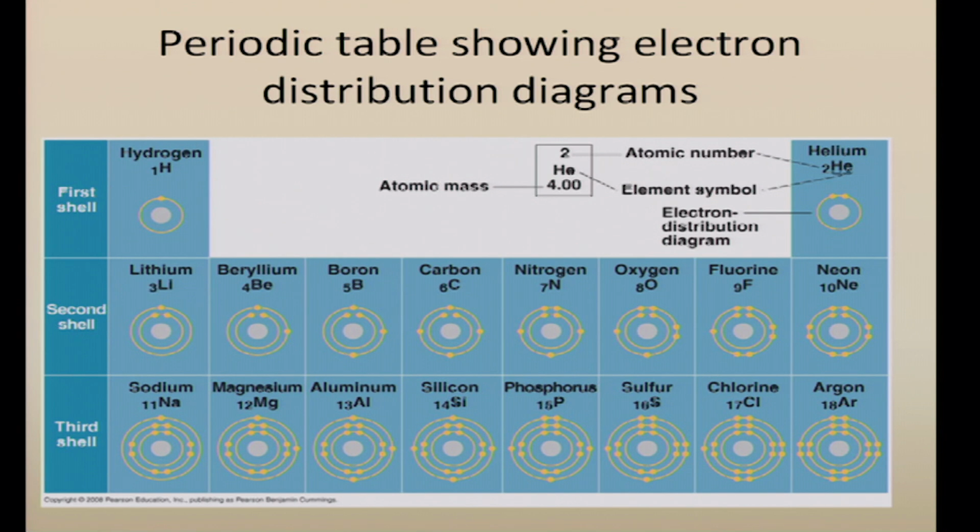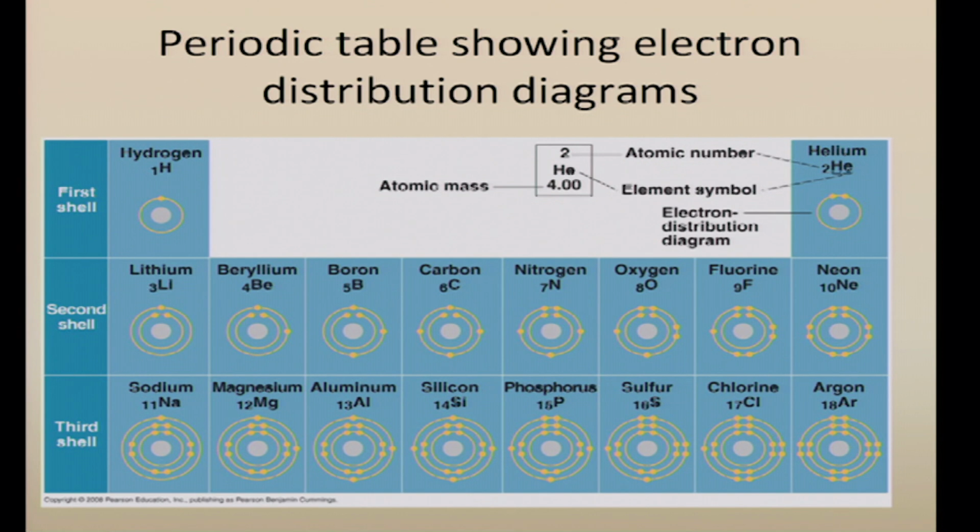In other words, when we take a look at the first row, the top row or the first shell, you'll notice that hydrogen, the smallest atom, has 1 ring with 1 electron in it. You move over to helium and you see that it has 2 electrons. So how many electrons can you fit into that first ring? Only 2. And if you have any more electrons than that, you need to use another ring outside of that, as we see with the second shell.